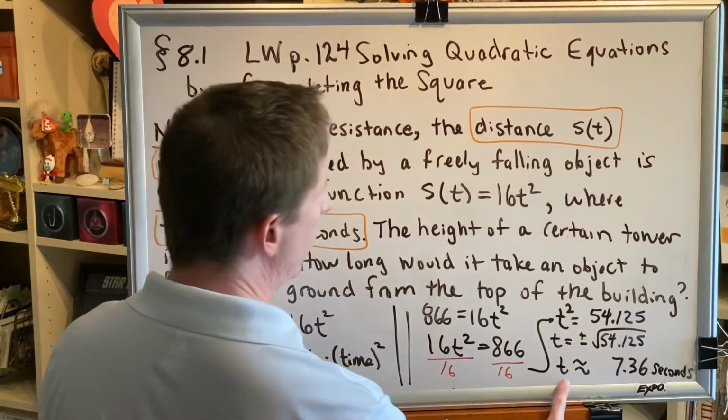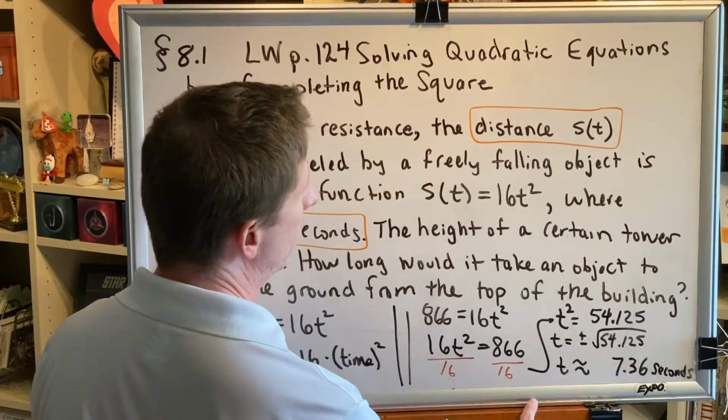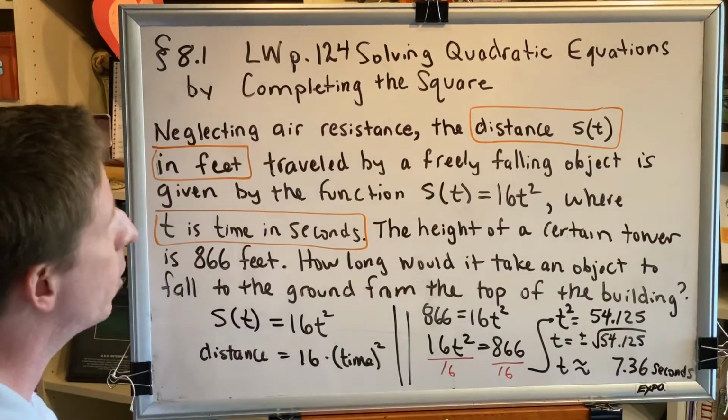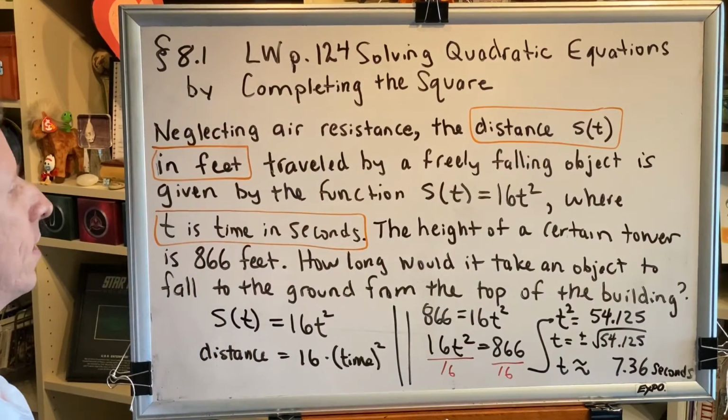So, our answer is just the plus part of the plus or minus, and we write approximately equal to because we rounded. t is approximately equal to 7.36 seconds.